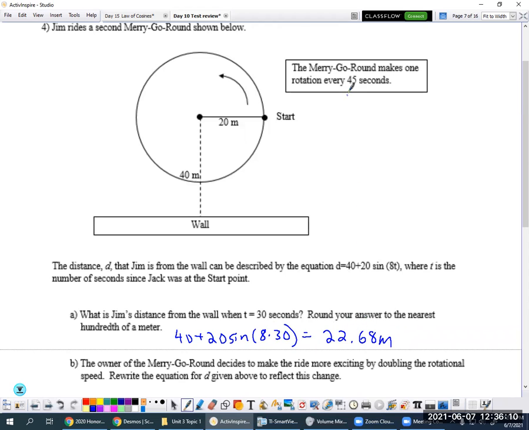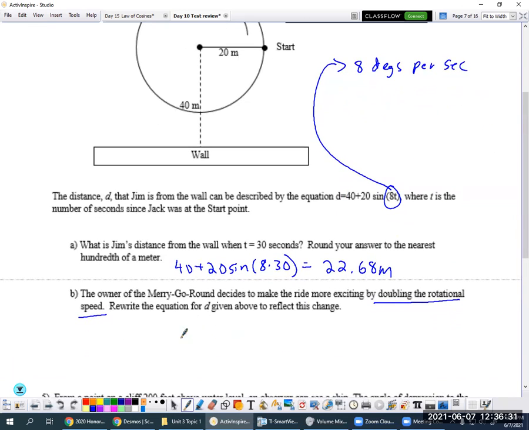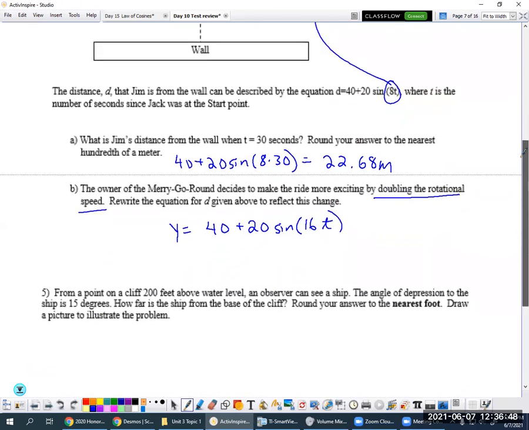Now, the owner of the merry-go-round wants to make it more exciting because 45 seconds is slow. He wants to double it. So let's think for a second. This 8t means that it's 8 degrees per second. If I am doubling the rotational speed, this is the number I'm doubling. So I'm going from 8 degrees per second to 16 degrees per second. My new equation will be d equals 40 plus 20 sine 16t, because I'm doubling the speed and 8 is the speed in degrees per second.